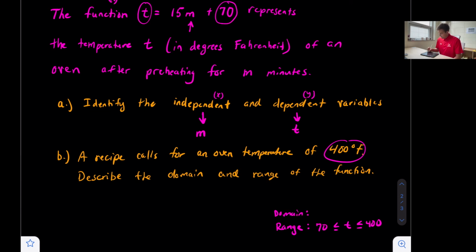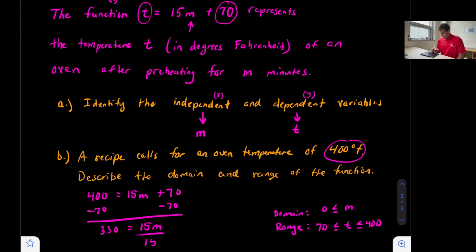All right, for our domain, we're going to have to calculate a little bit. In this case, it's minutes. So we know we're going to start at 0, because we haven't started the oven yet. So we're starting at 0, and we want to get it to 400. So I'm going to take 400 and plug it in for T in my equation. So we're going to say 400 equals 15m plus 70. And we're just going to solve for m to see how long it's going to take for our oven to get to 400 degrees. So let's subtract 70. We get 330 is equal to 15m, and we divide both sides by 15. When we do this division, we get an answer of 22 minutes.